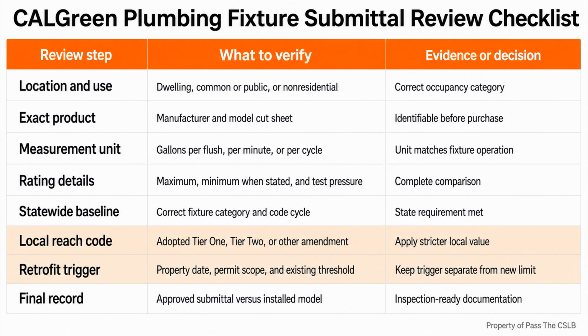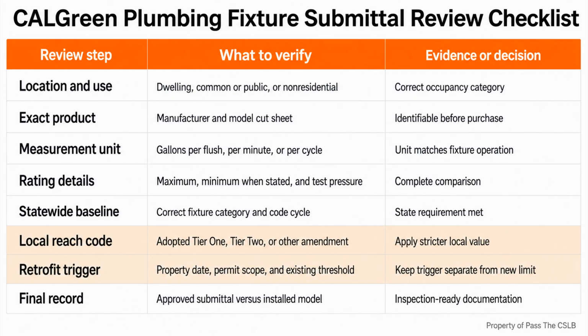At inspection, clear records matter. The installed model should match the approved submittal. The rating should be readable in the product documentation. A multi-outlet shower should operate in the approved configuration. A kitchen override should return to the normal flow as required. Common area lavatories should not quietly receive residential fixtures because the finished package looked the same.